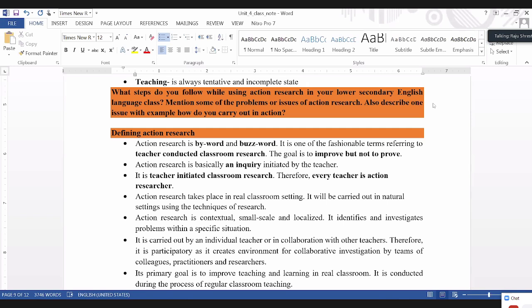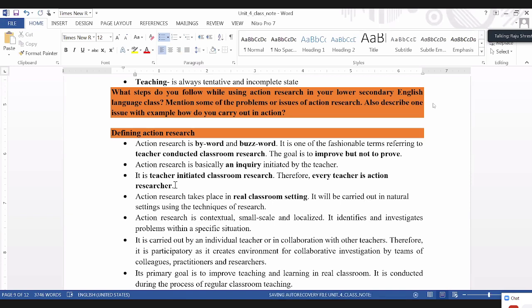Okay. Action research takes place in the real classroom setting. Real classroom setting में हुन्छ, यो बाहिर गर्ने होइन. So at the time of teaching and learning, it will be carried out in natural setting. Natural setting means where students live, where students sit and learn language. There we conduct what? Action research.